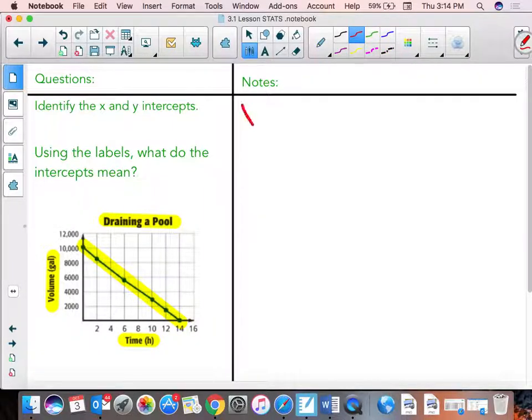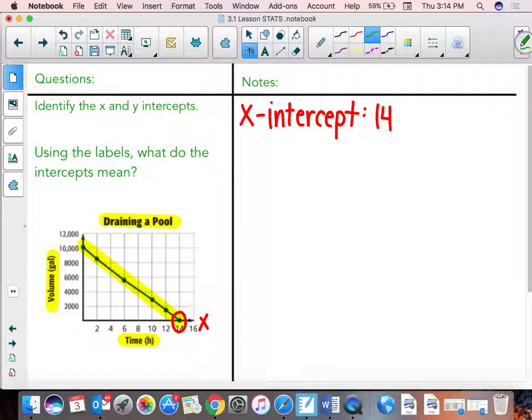Let's write down our x-intercept. Our line crosses the x-axis right here. That is at the number 14. If you want to use that ordered pair to help you with the meaning, that ordered pair is 14 and 0.